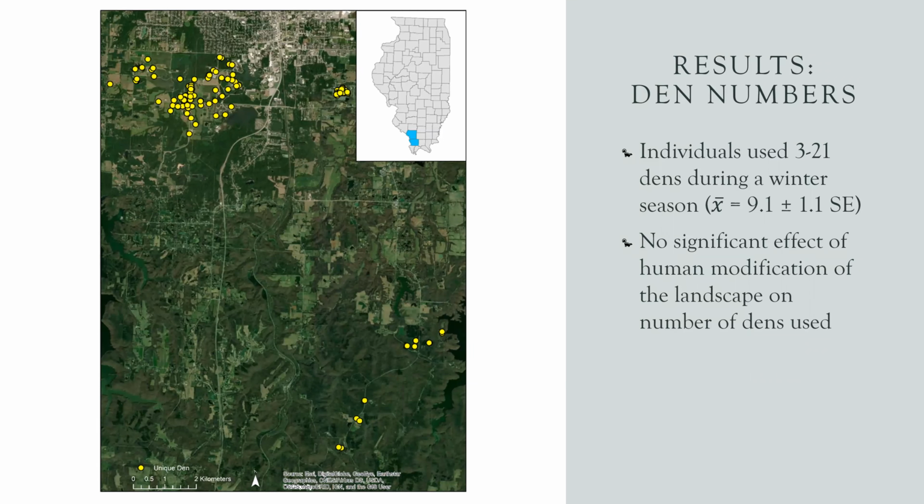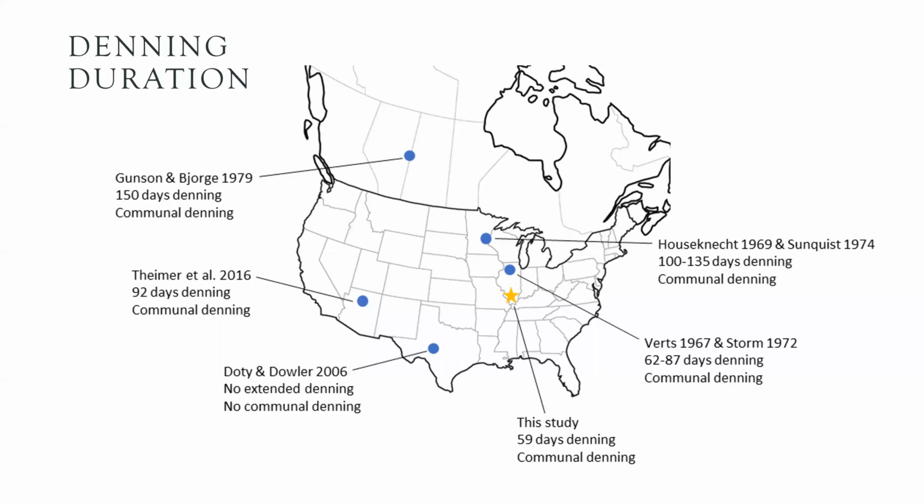And I found that individuals used between 3 and 21 dens during a single winter season, with an average of about 9 dens used per winter. There was no significant effect of human modification of the landscape on the number of dens that striped skunks were using either. In this study, which I've marked here with a star, I saw up to 59 days of consecutive denning. So a skunk went into a den and stayed at that den for 59 days. I also detected some communal denning where we had more than 1 skunk at a den at a single time.